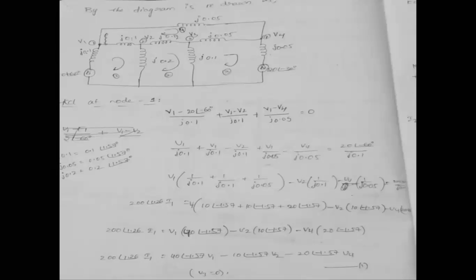V1 minus E1 by j0.1, where E1 is 20 at an angle of minus 60 degrees, plus V1 minus V2 by j0.1 plus V1 minus V4 by j0.05. This is the KCL at node 1. Then simplify this equation and mention that it is equation number 1.